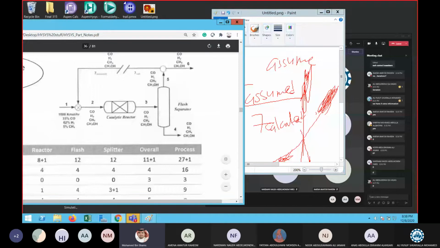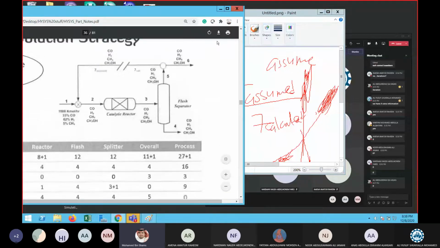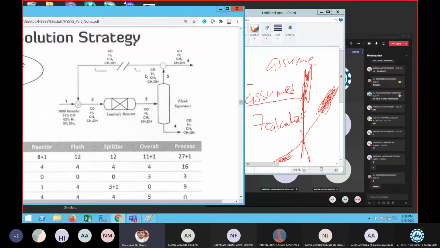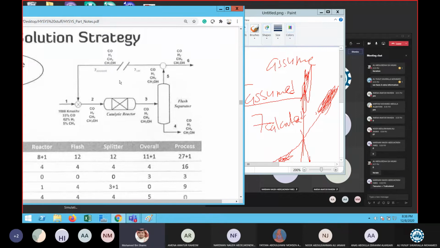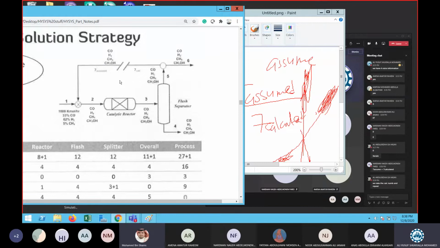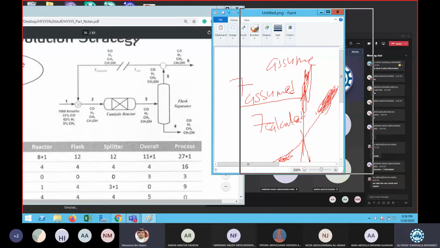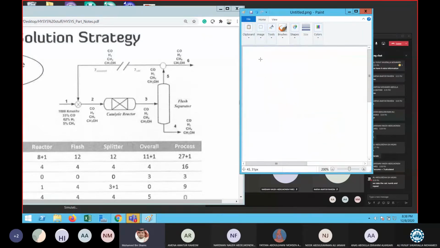Okay, what's next? Anyone can guess what is next? Iterate. Yeah. Set 7 calculated to 7 assumed. Well, does that remind you about something? Remember that stuff? Loop.